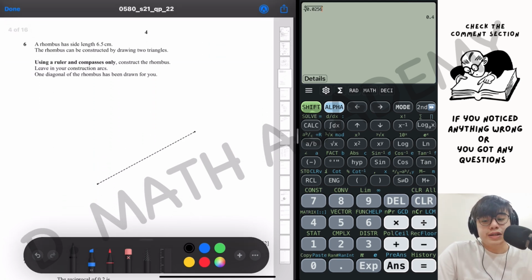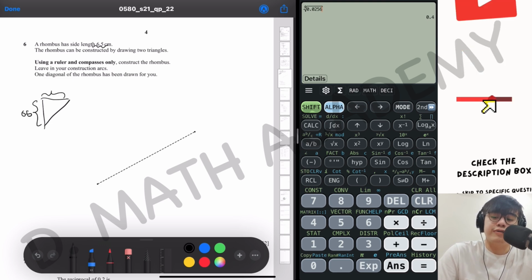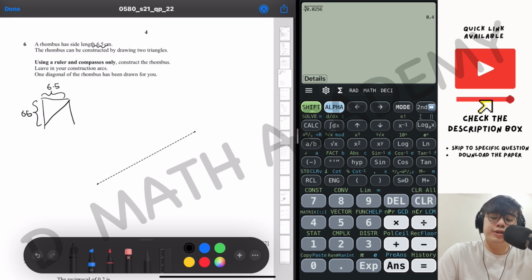Moving on, a rhombus has a side length of 6.5 centimeters. A rhombus can be constructed by drawing 2 triangles. Using a ruler and compass, you will construct the rhombus here. First of all, you need to know the characteristics of a rhombus. So based on this, we must know that this distance here must be 6.5. Same goes for this. Then repeat the same on the other end. 6.5 again. And last but not least, another 6.5 here.